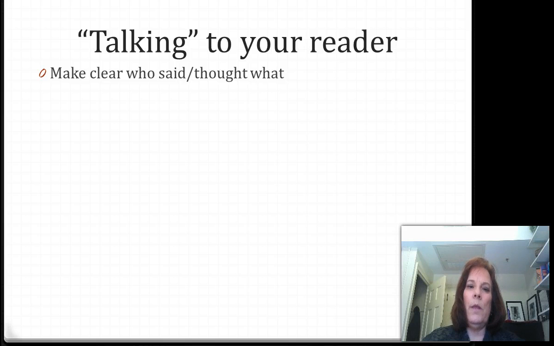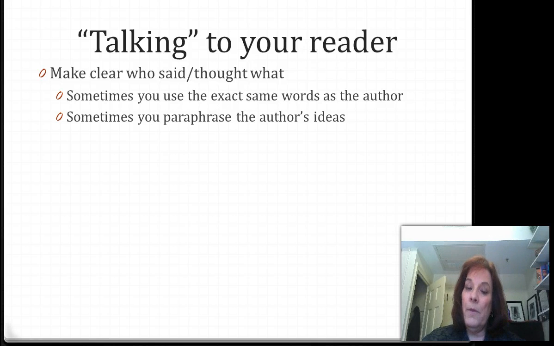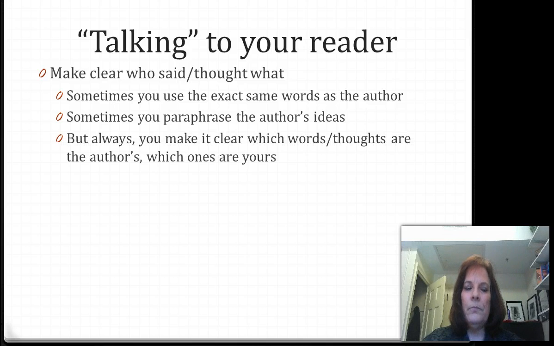Writing a paper with other people's ideas is like talking to your reader. You make it clear who said what, who thought what. Is this your idea or the other person's idea? Sometimes you use the exact words of that author, and sometimes you paraphrase or change the words of the author, but keep the same idea. Unfortunately for you, we do a lot more paraphrasing than we do the exact words. But we always make it clear which words and thoughts are another author's and which ones are our own.